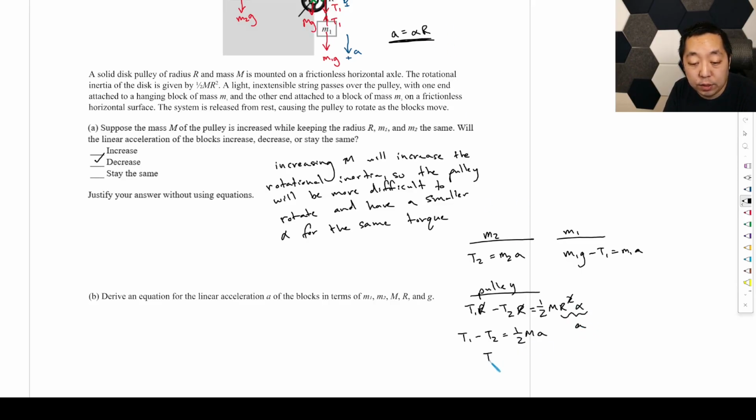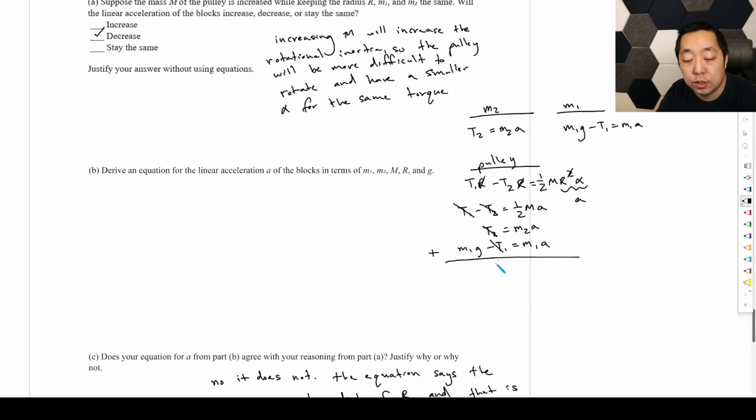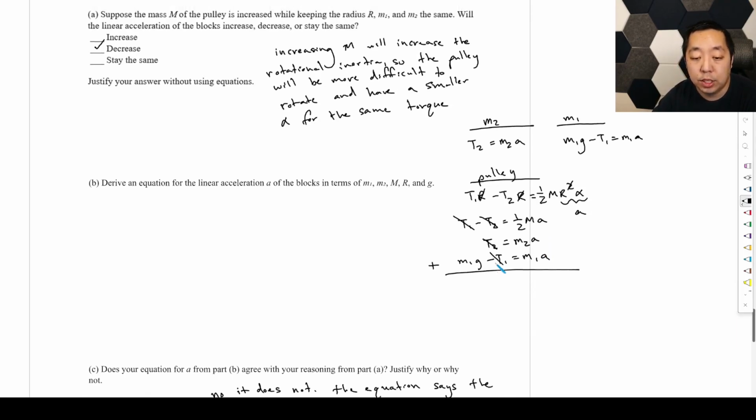So then we have T2 is equal to m2a. Sorry, this is lowercase m2, m2a. And then m1g minus T1 equals m1a. And if you do a good job with the sign conventions, you just add these three up, because you have a plus T1 minus T1, that will cancel. You have a minus T2 plus T2, so the left side, when you sum it all up, just becomes m1g.